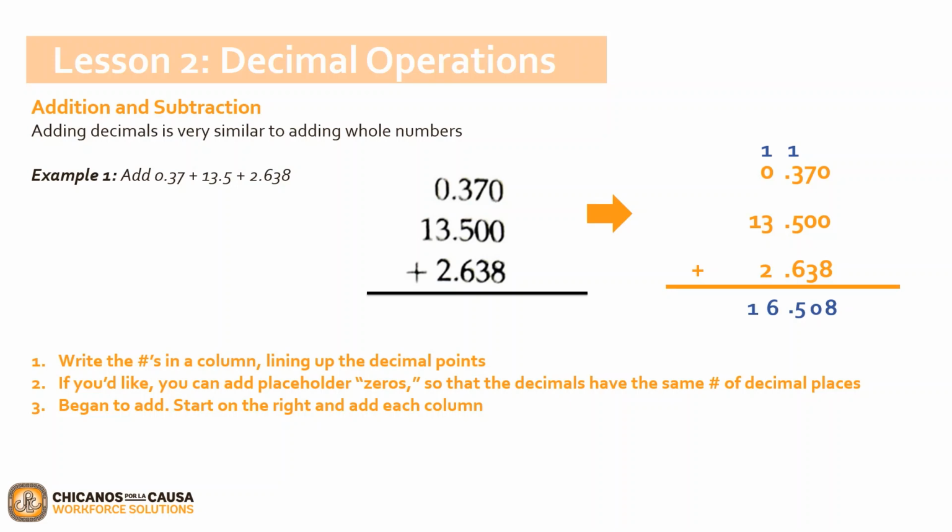Now, at this point, we can see that our final answer is actually going to be 16508. Now, please remember that you're going to want to place the decimal in the answer directly below the decimal points in the problem. So you can see that decimal here. This gives us a final answer of 16.508.